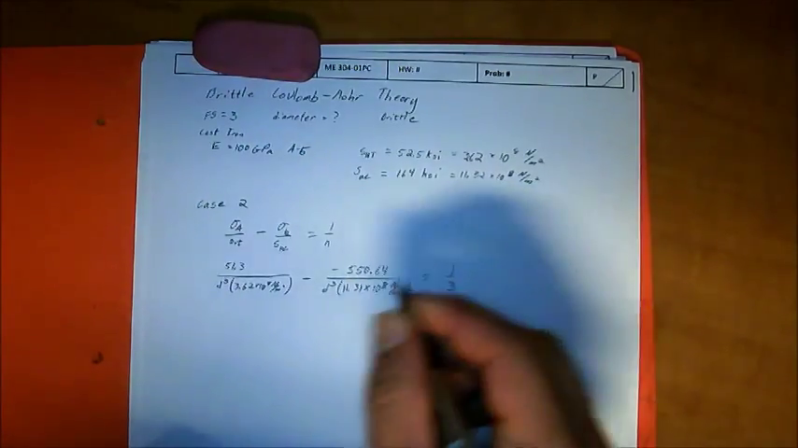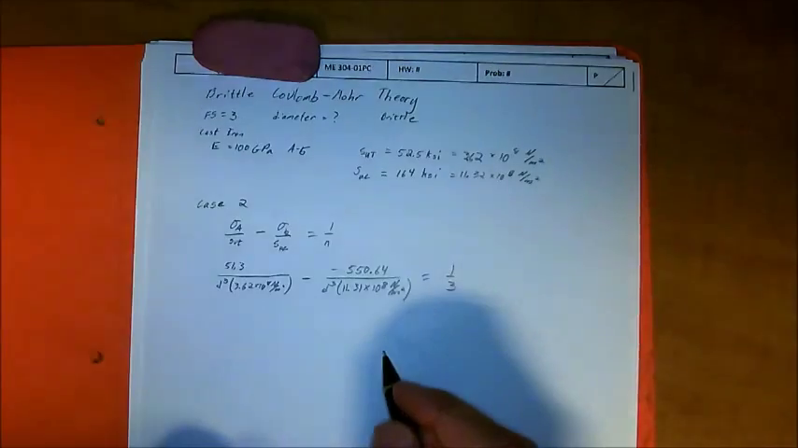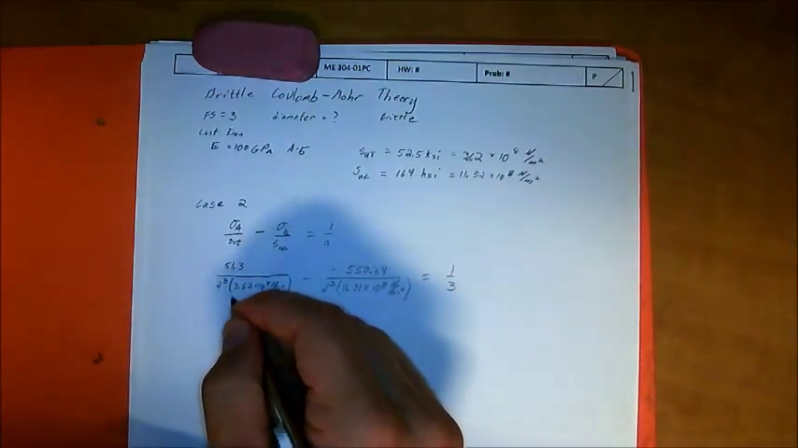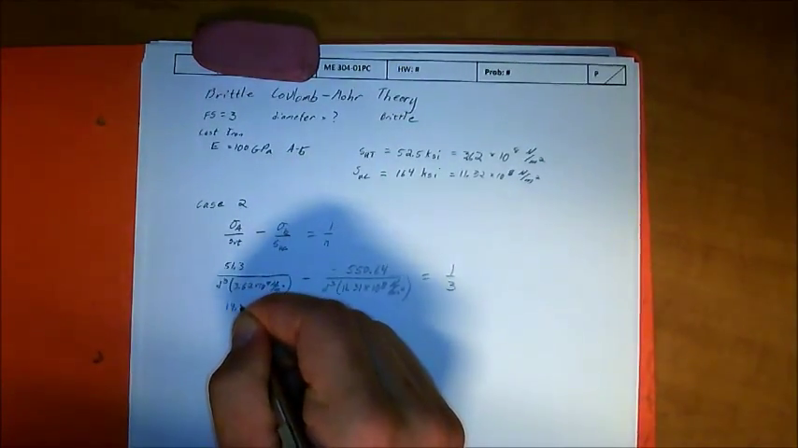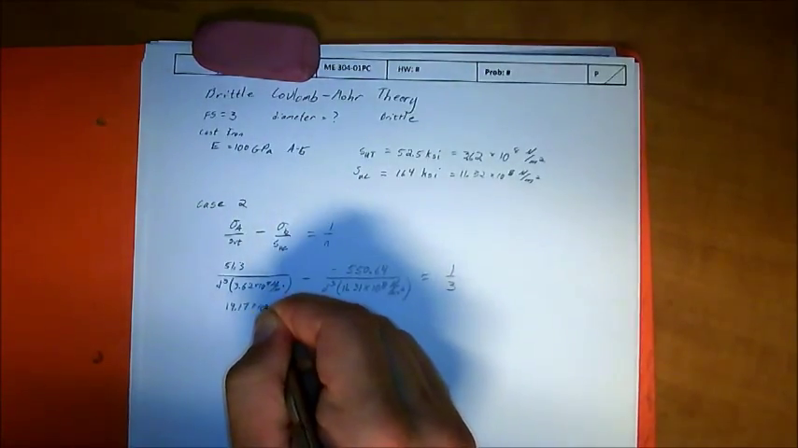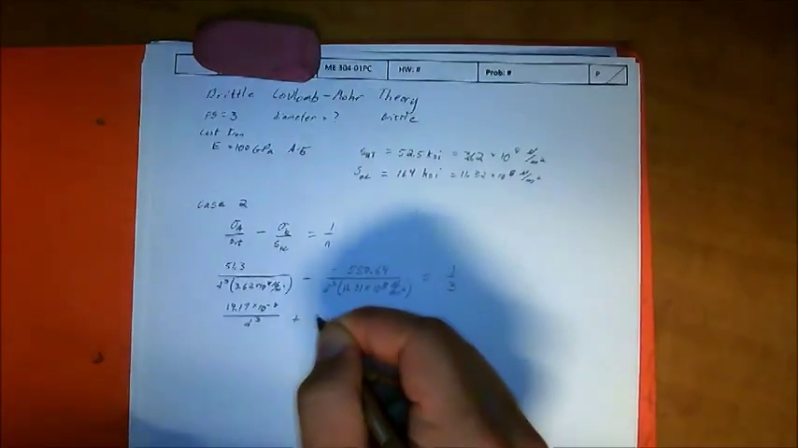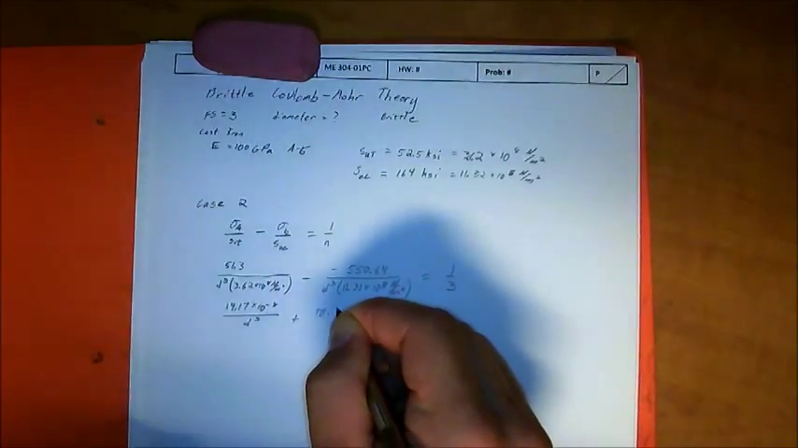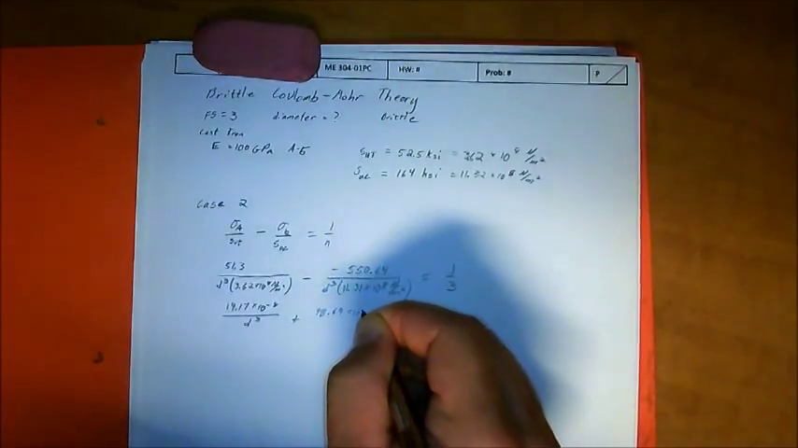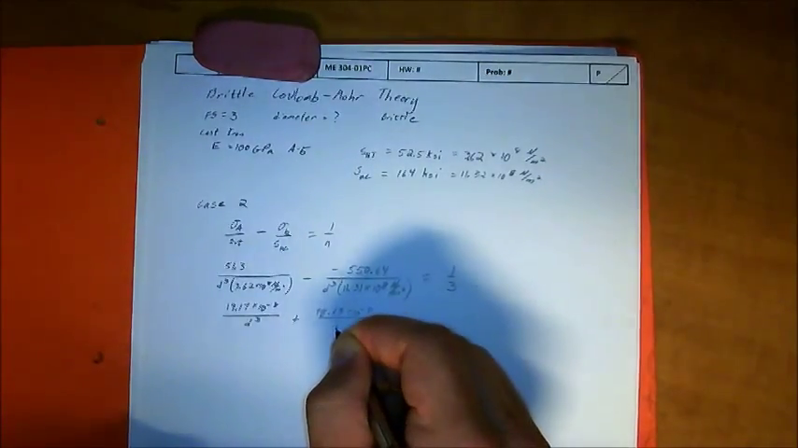And this was SUC, which I got from the book. Okay, and then all this stuff solved down to 14.17 times 10 to the negative 8 all over D cubed plus 48.69 times 10 to the negative 8 all over D cubed, which is equal to 0.33.